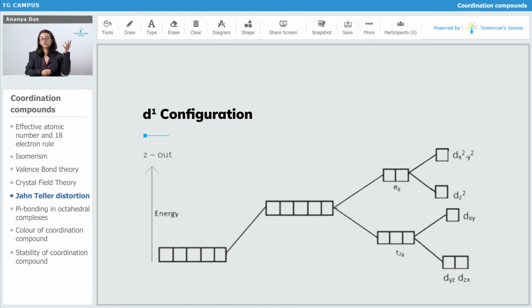Next, let's see what would happen if we have Z out configuration in d1. Our entire Jahn Teller distortion occurred to remove the electronic degeneracy. But if the complex undergoes Z out distortion, electronic degeneracy is not going to be removed. It is still unsymmetrically filled. It is still electronically degenerate. So d1 configuration does not undergo Z out, it undergoes Z in, because Z in is the one which is going to remove electronic degeneracy as well as lower the energy. In Z out, energy is lowered but the degeneracy is not removed. So d1 configurations undergo Z in.